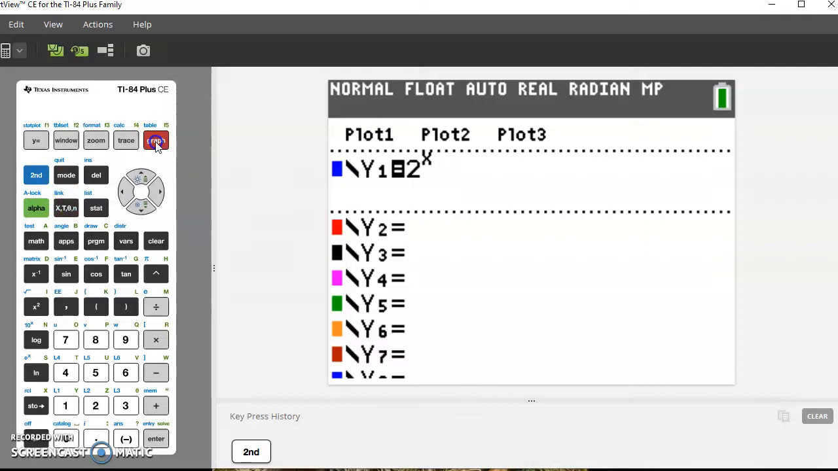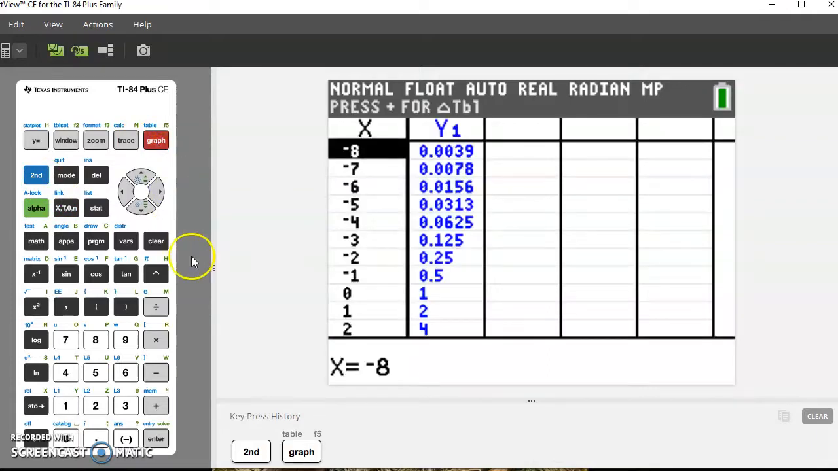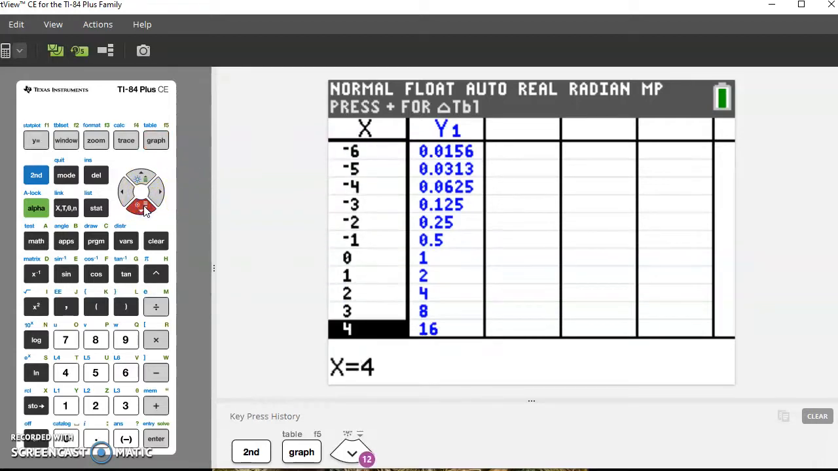Okay? From here, we need a table of values. So I'm going to do second graph. Now, once again, you could pick any numbers, but if you notice, if I were to choose -8, I'd have to plot a point at 0.0039. I don't really know where that point is. So we'll talk about how to find these numbers, but I need to see from -2 to +2.